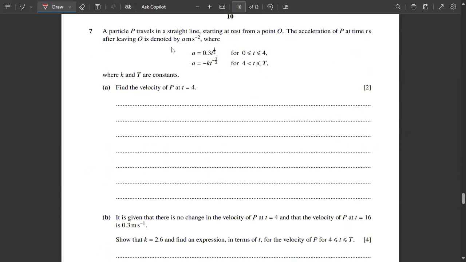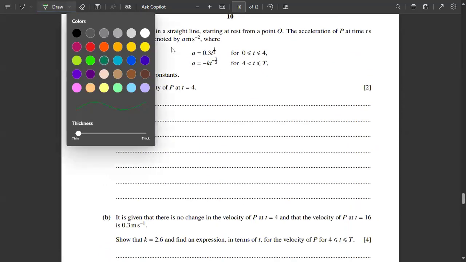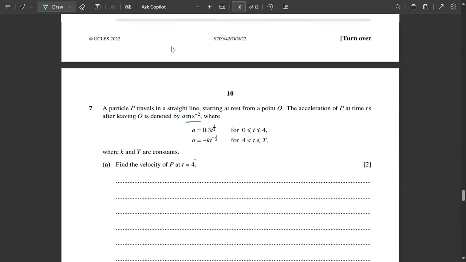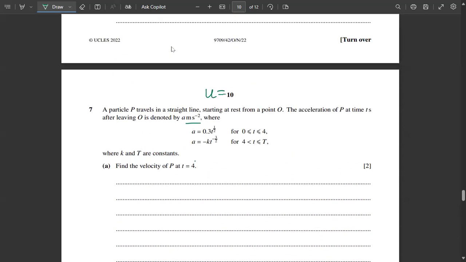Now let's move to the seventh question. A particle P travels in a straight line starting from rest from a point O. The acceleration of P at time t seconds after leaving O is denoted by a meter per second squared. It starts at rest. So that means the initial velocity is 0 meter per second. And we are asked to find the velocity at t equals 4.